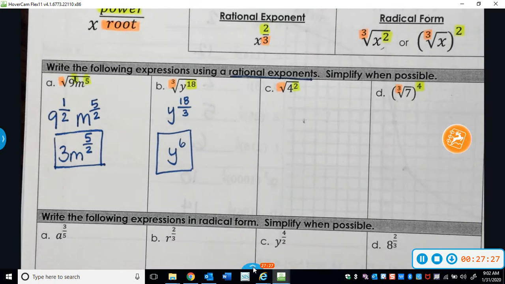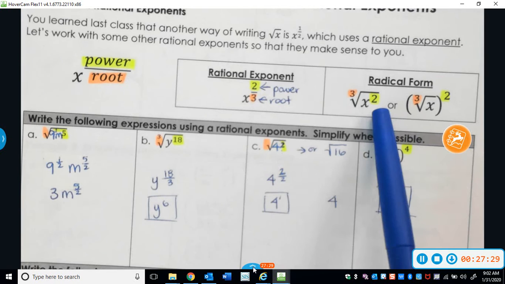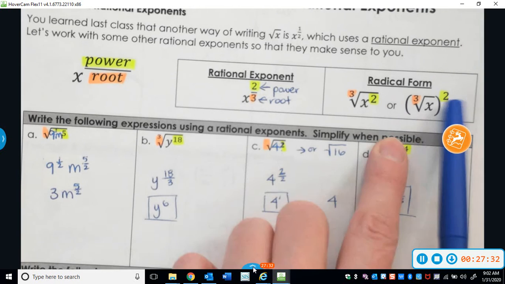All right. Oh, yeah, so the power, you can see it here. The power might either be inside the radical sign or on the outside. Still is the same thing.